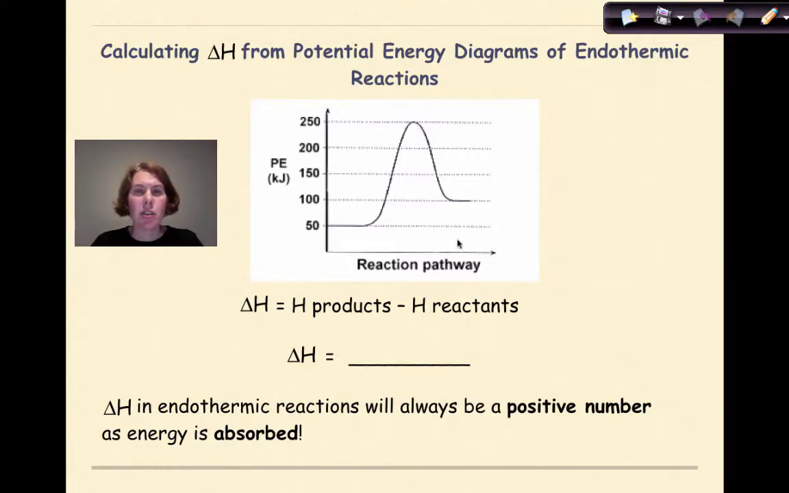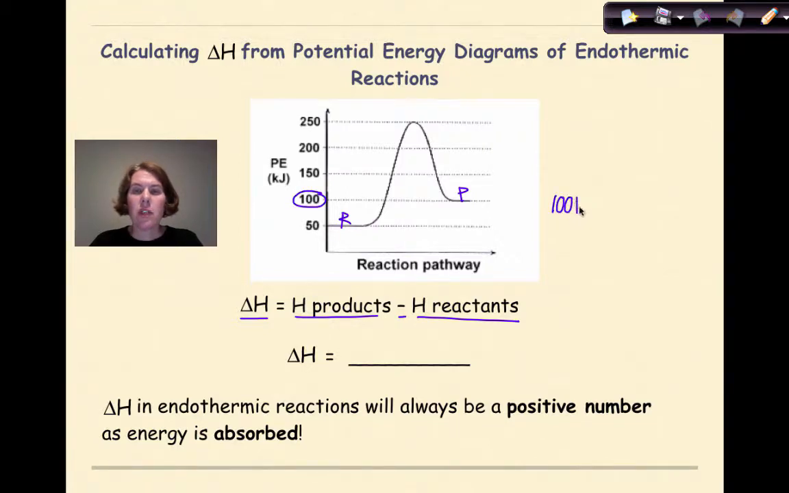All right, so we have this potential energy diagram right here. We have, this is our reactant, this is our product. We have our reaction pathway. So to figure out our delta H, we're going to take the heat of the products minus the heat of the reactants. So if I look at my products, that is 100 kilojoules.